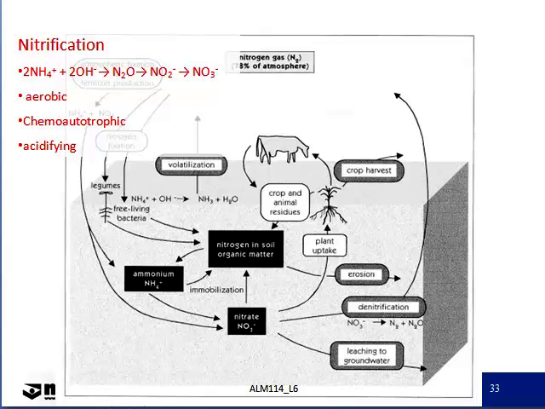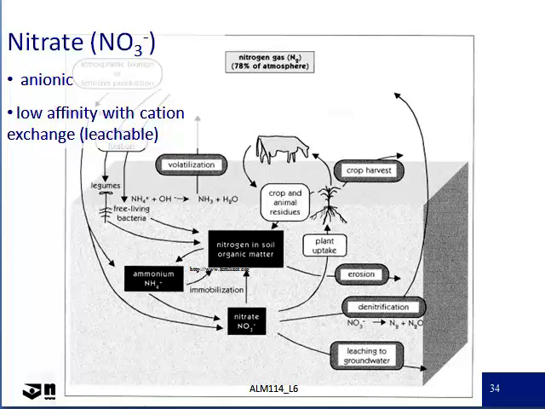It would be desirable if nitrification occurred more slowly, because nitrate could be leached out of the soil profile, whereas ammonium generally stays in the soil profile and is readily available for plant uptake and utilization. Nitrate is anionic and has a low affinity with cation exchange, that is, it's leachable.